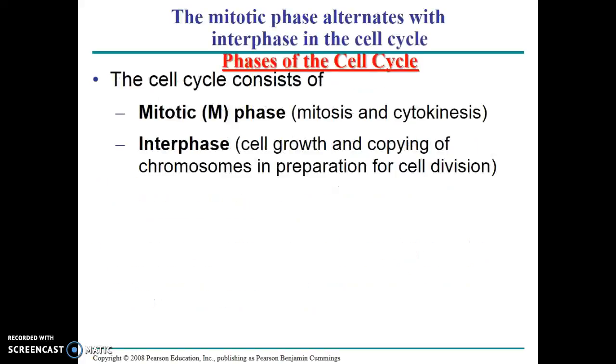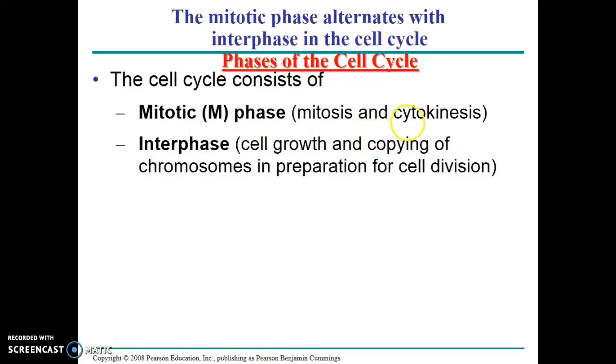So we have the mitotic phase alternating with interphase in the cell cycle. Let's look at the phases of the cell cycle first. The cell cycle consists of the mitotic phase and the interphase. The mitotic phase is only mitosis and cytokinesis. That's the only process that happens there.